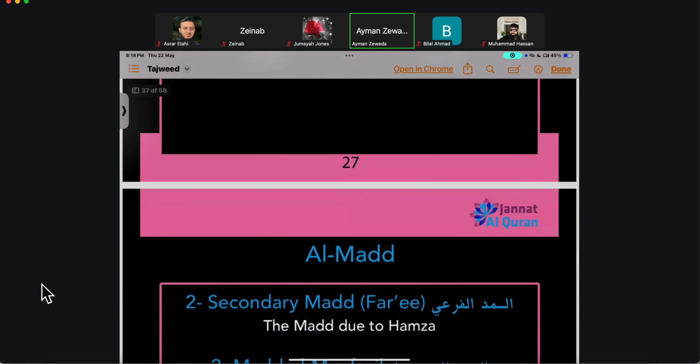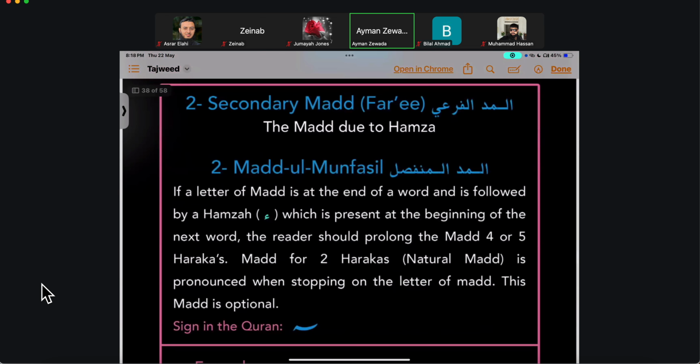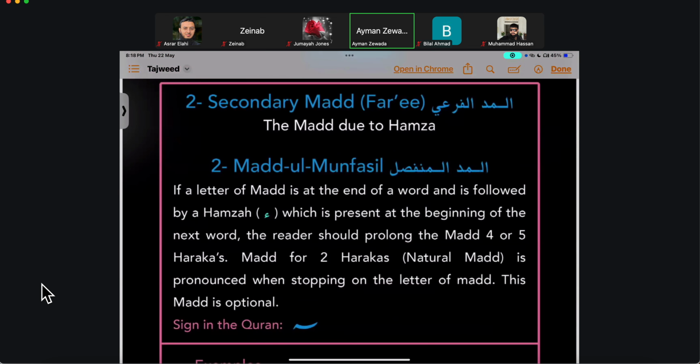All right, moving forward, we are still on the farai mad, and we're still on the mad due to hamza. Now the second of the three, mad al-munfasil. Al-munfasil means the disconnected. If a letter of mad is at the end of a word and is followed by a hamza, which is present at the beginning of the next word, so 2 separate words, the reader should prolong the mad 4 or 5 harakat.